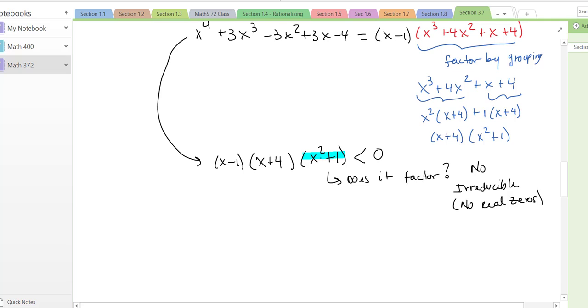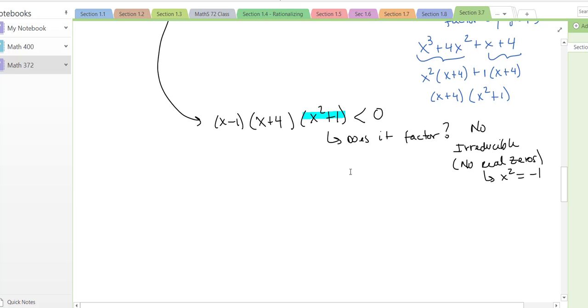Well, in this particular case, there's no real zeros because we would end up with x squared equals negative 1, and that can't happen. Just because it's irreducible doesn't mean it has no real zeros. It just means it's not a rational zero. Okay, so those don't factor. So now, is it completely factored?